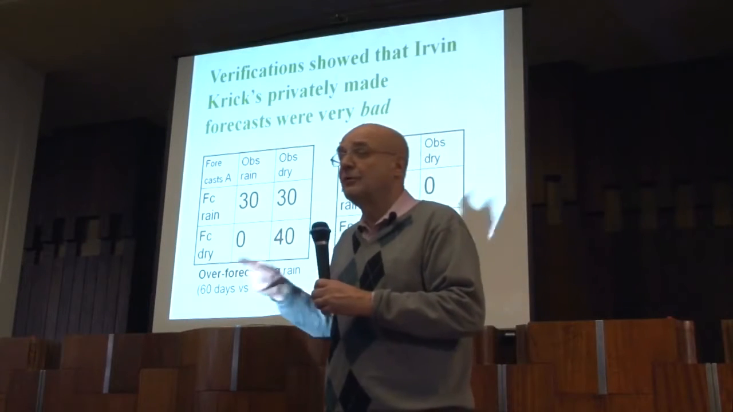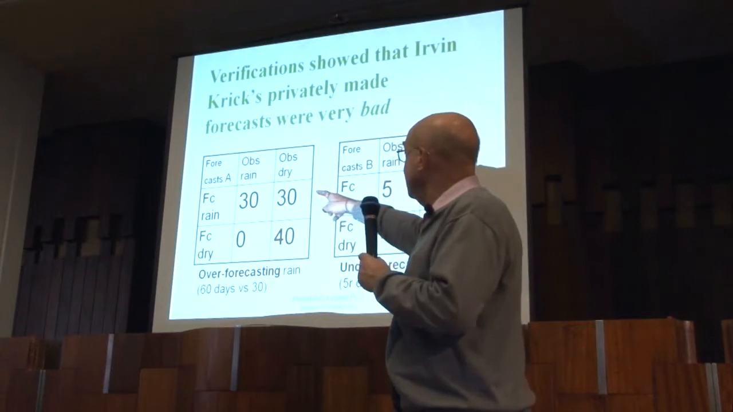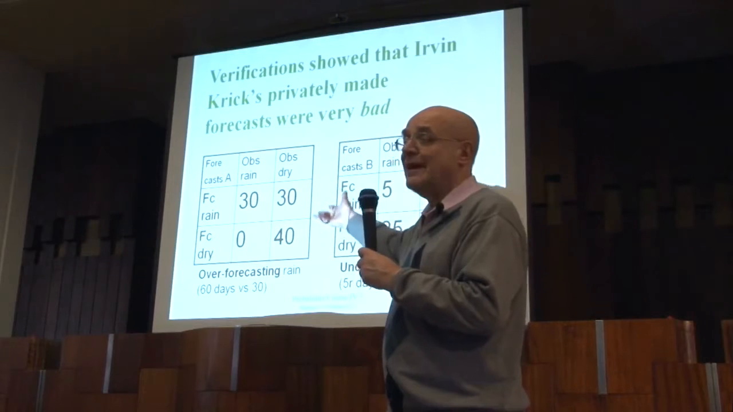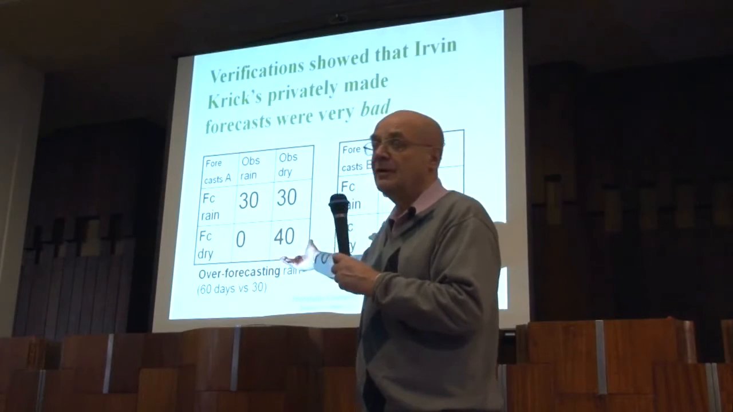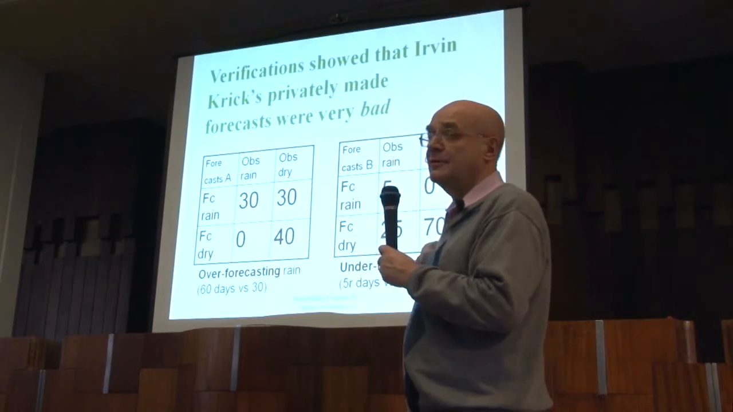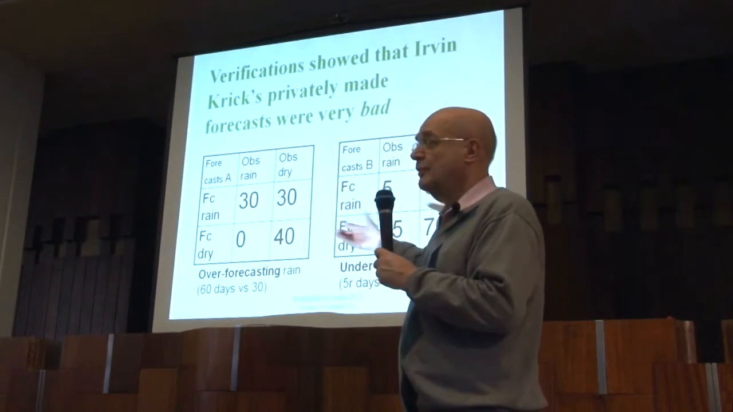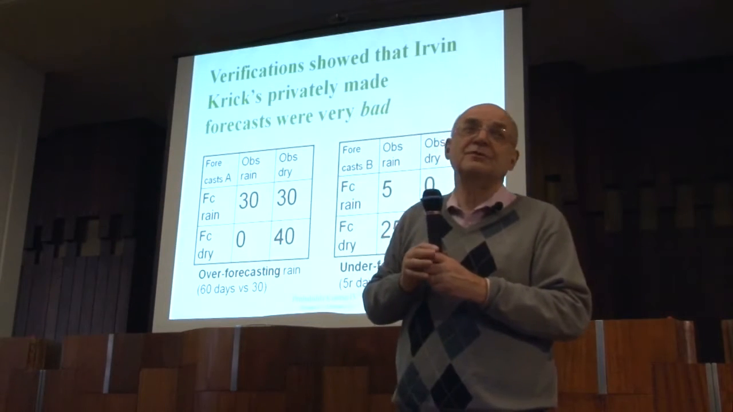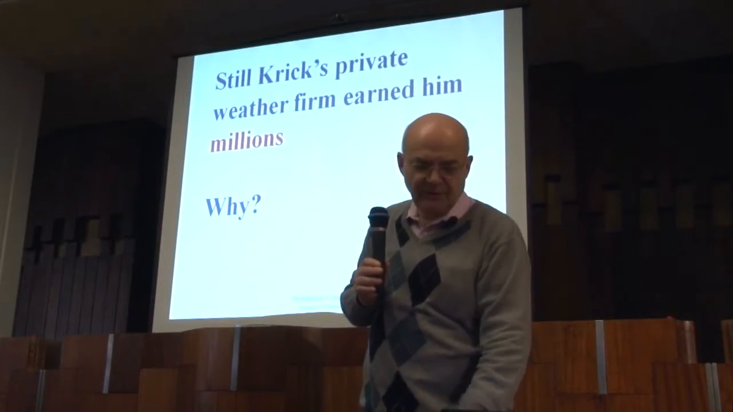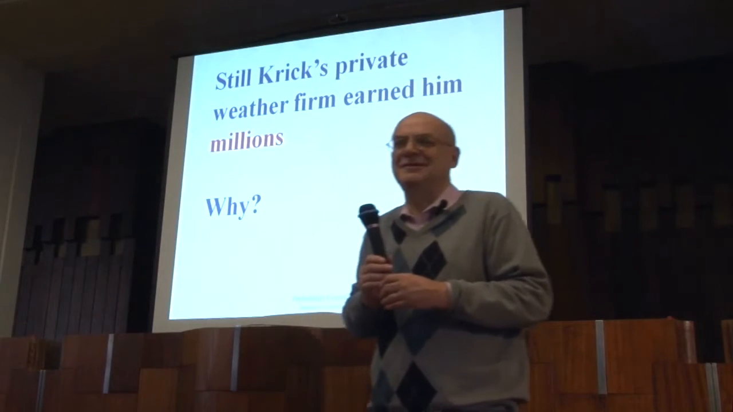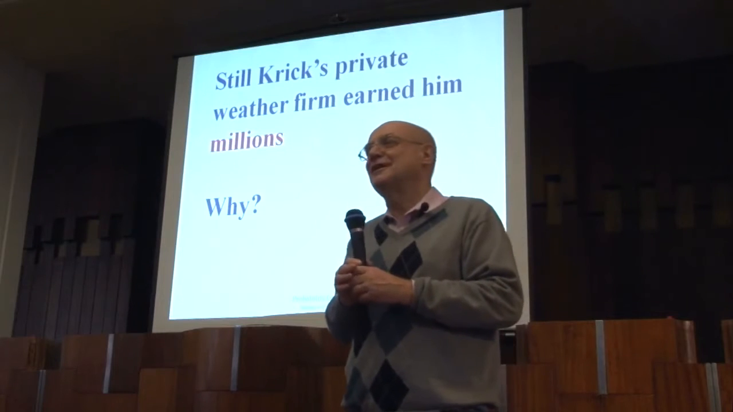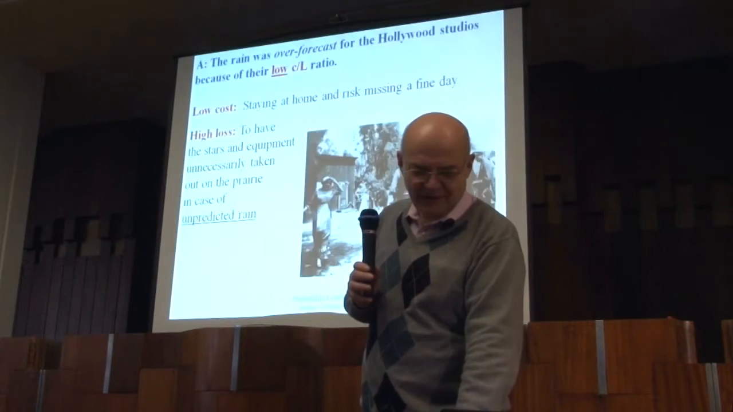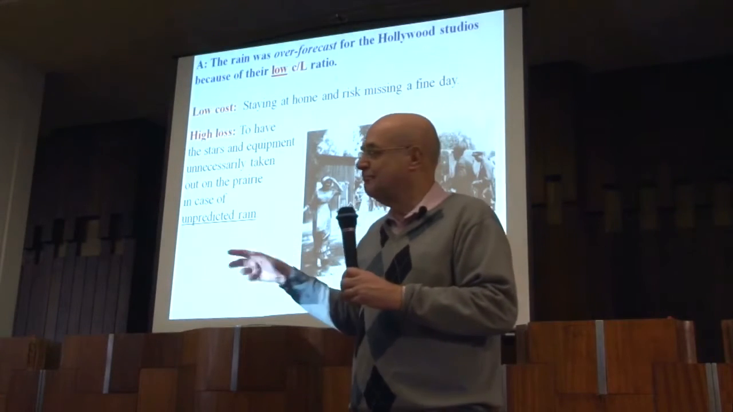And if you followed and took statistics, you would see that his forecasts were not at all well tuned. For one customer, he heavily over-forecasted rain, and for the other one, heavily under-forecasted rain. And of course, in comparison with the US Weather Bureau, he scored badly, or he would score badly in any verification competition. But still, he earned millions of dollars. And that's why he became controversial and sort of the Saddam Hussein of American meteorology. So why? The reason was that he had two very special customers.